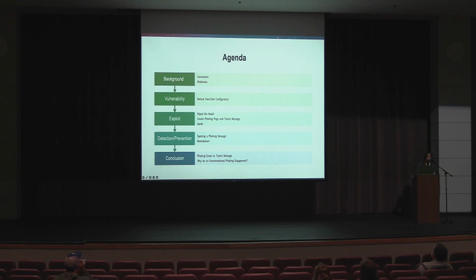Then getting into some detection and prevention, so spotting a phishing message and how to remediate that within your Teams environment. And then getting into the conclusion, just the difference between why do a phishing email versus a Teams phishing message, and then why do an unconventional phishing engagement in the first place instead of doing the standard email engagement.